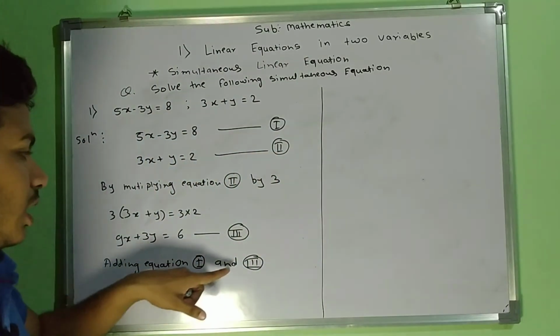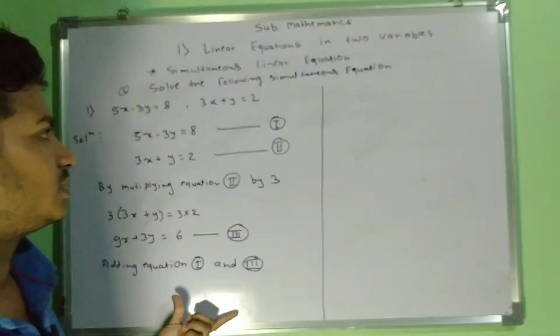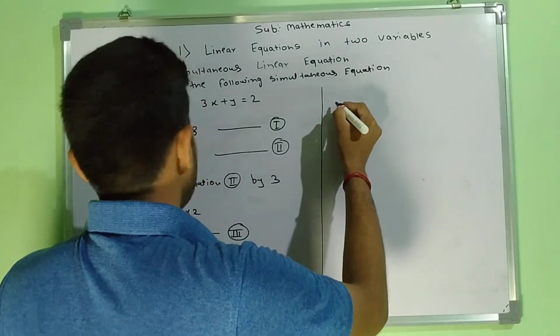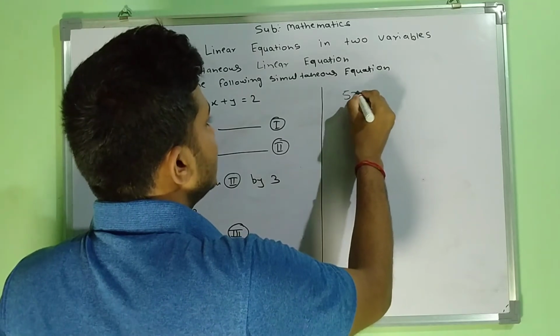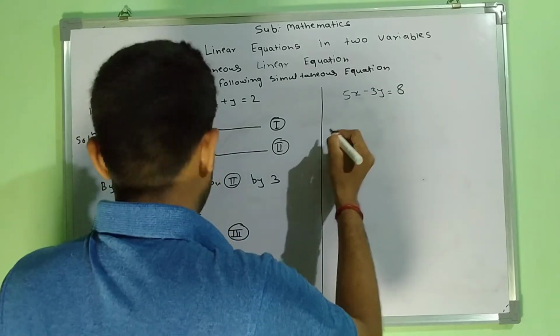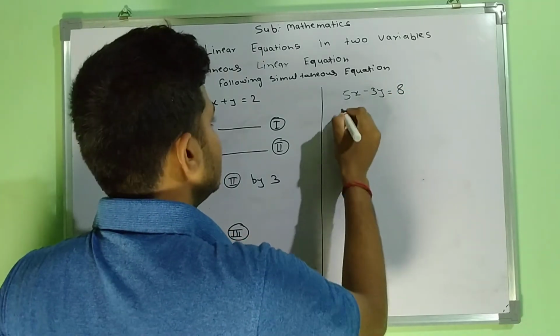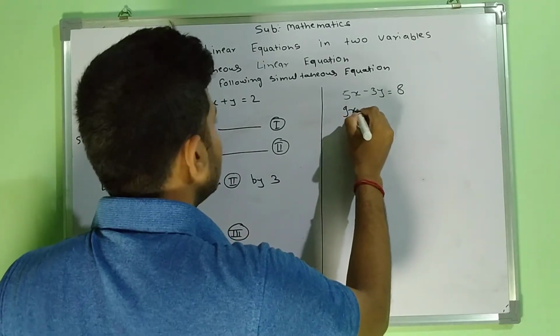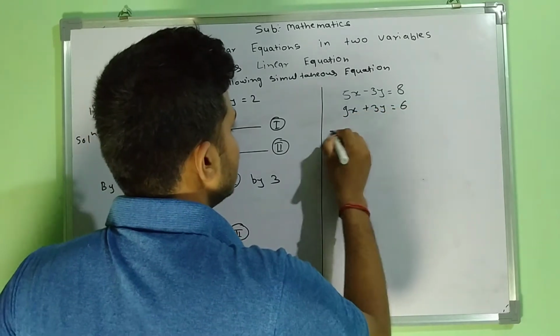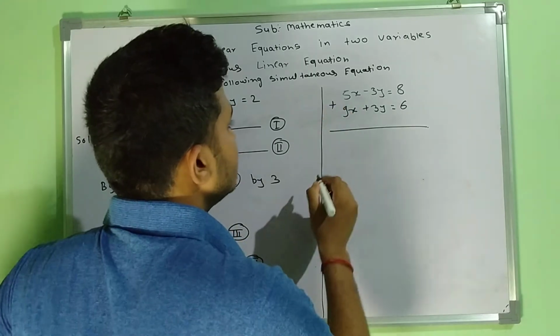So after adding that equation, what we will get, just see. Our first equation is 5x minus 3y which is equal to 8, and the third equation is 9x plus 3y which is equal to 6. And we have to do addition over here.